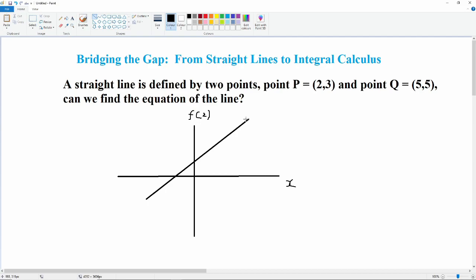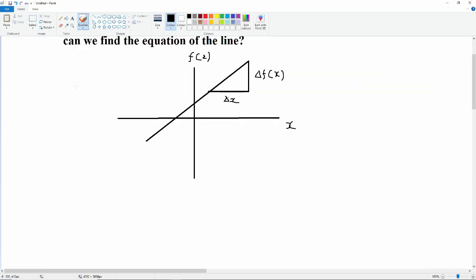So we have our line and we have our rise over run to get our slope. Only this time, instead of saying delta y, we're saying delta f of x. So this is the change in f of x with respect to x. And this is the delta x, which is the change in x. Okay, so let's plug in some values.